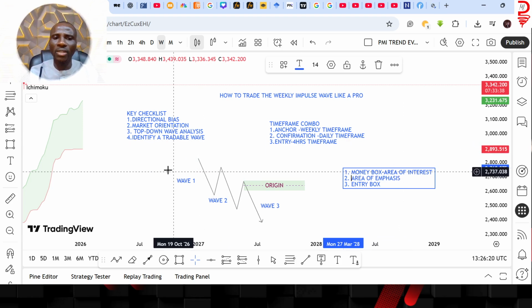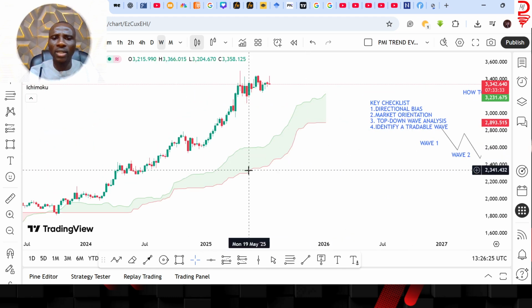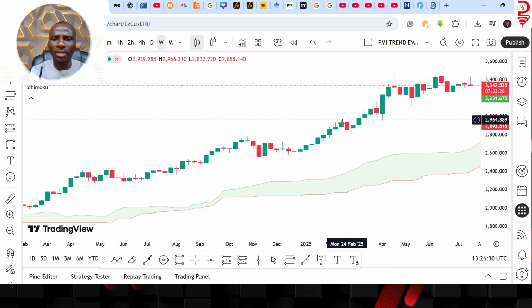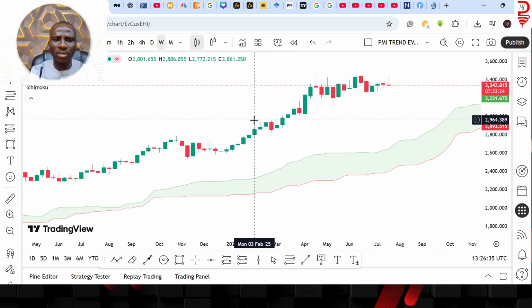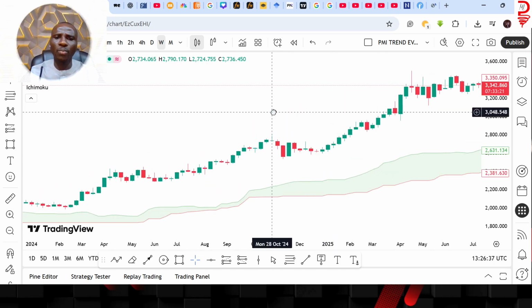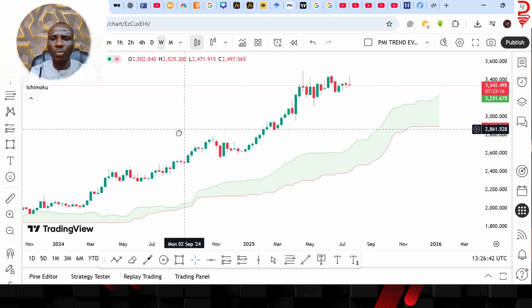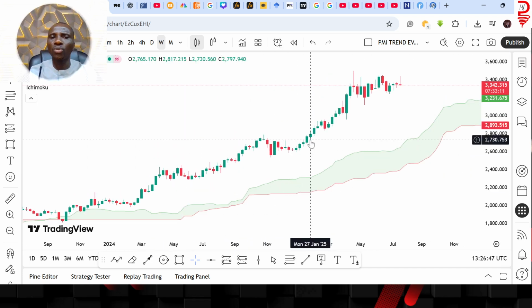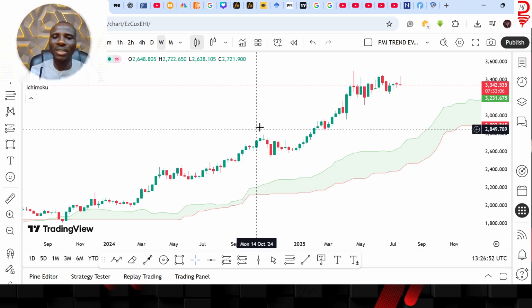So having said all of this, let's just go right there on the chart so that I can really show you in real market terms what I mean. Let's say, okay, this is gold now. Suppose you want to trade gold at this point. Remember that I said the first thing you want to do is to check the directional bias of the market or the asset that you have decided to trade.